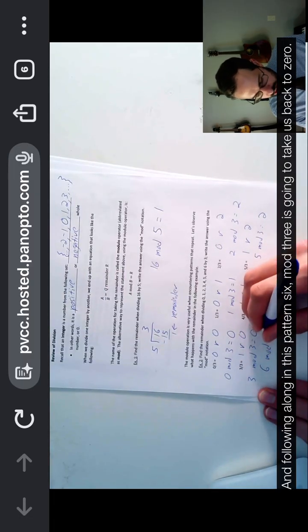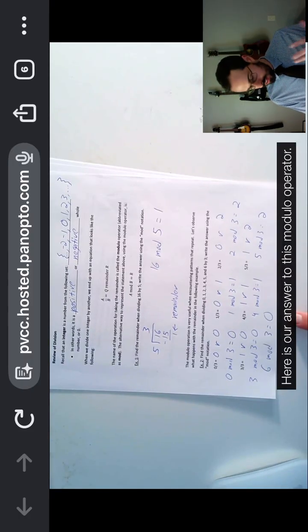And following along in this pattern, 6 mod 3 is going to take us back to 0. Because again, when we divide 6 by 3, we'll get 2 with none left over. That remainder here is our answer to this modulo operator.